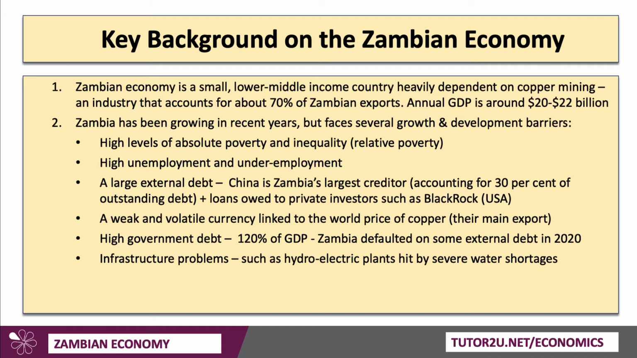Again, for a small economy, a small country, they have a very high level of government debt. Despite debt relief about 15, nearly 20 years ago, Zambian government debt is now well over the size of their economy. And indeed, they defaulted on some of their external debt after a collapse in government finances during the pandemic. I think they're one of the first African nations to default since the pandemic started. Infrastructure gaps are a problem, as there are in many low-income countries. They have hydroelectric plants that have been hit by severe water shortages.